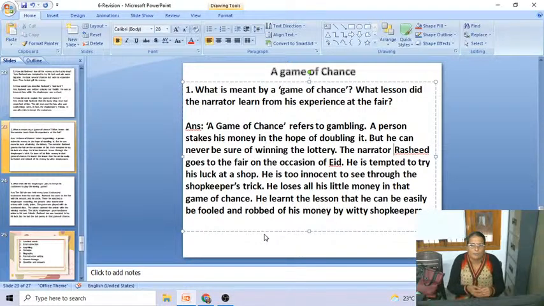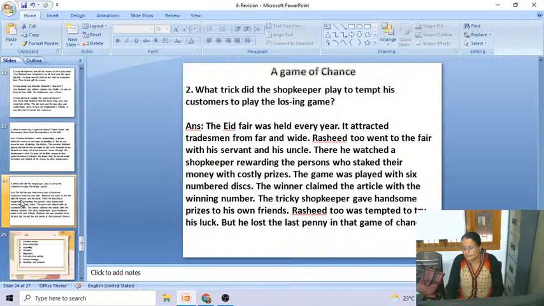from the children by arranging various games for them. That's what has taken place in the life of Rashid also, right?